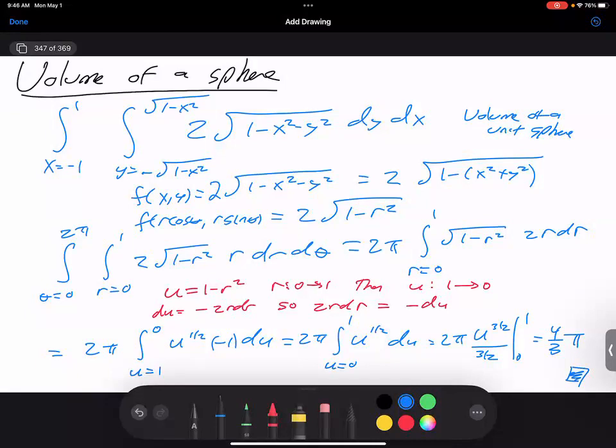Is the integral of the square root of 1 minus r squared painful? A little bit, but we don't have the square root of 1 minus r squared. We have the square root of 1 minus r squared times the 2r dr.